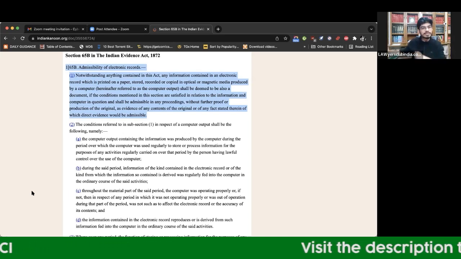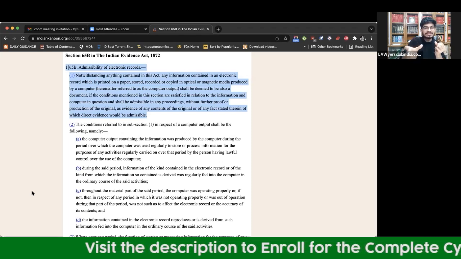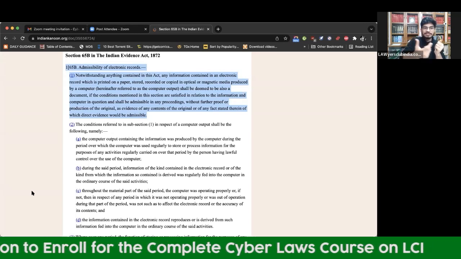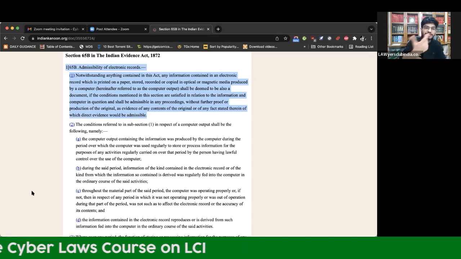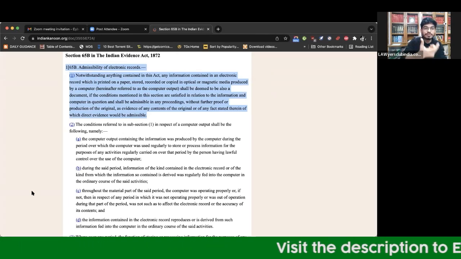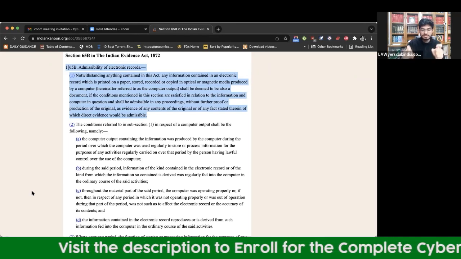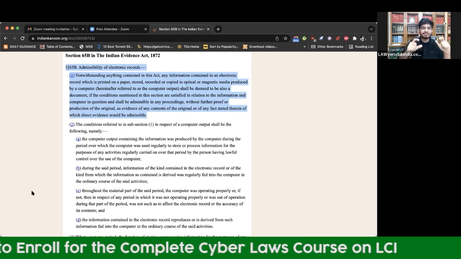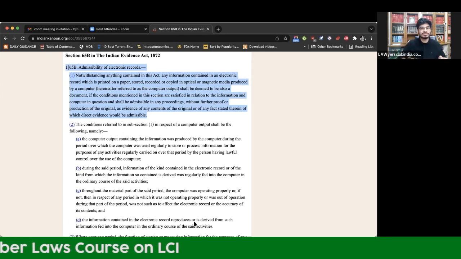You don't have to talk about the printer, which was one thing that we discussed very, very at length in the last class. So it's not the most important part of it. You can also not give the information of the printer, but what you have to do is talk about the output of the computer, which is being talked about primarily here in the bracket also. It says the computer output. That is what you have to satisfy the conditions on, and that is what the court will take into notice.